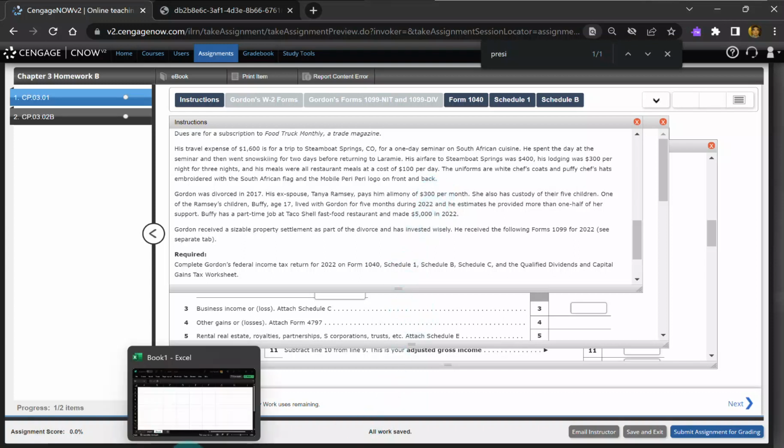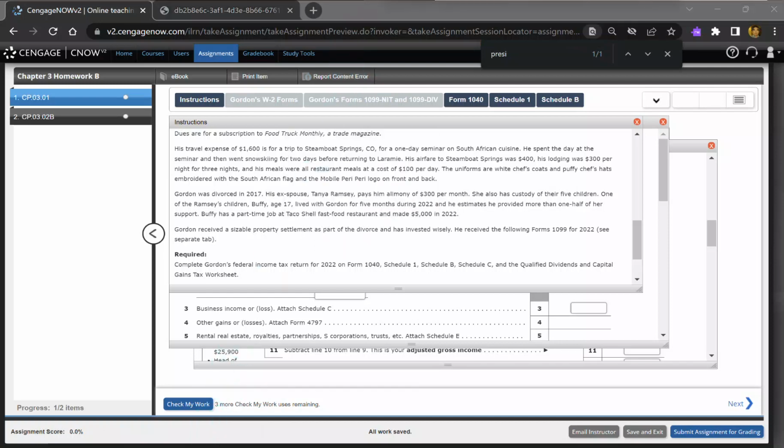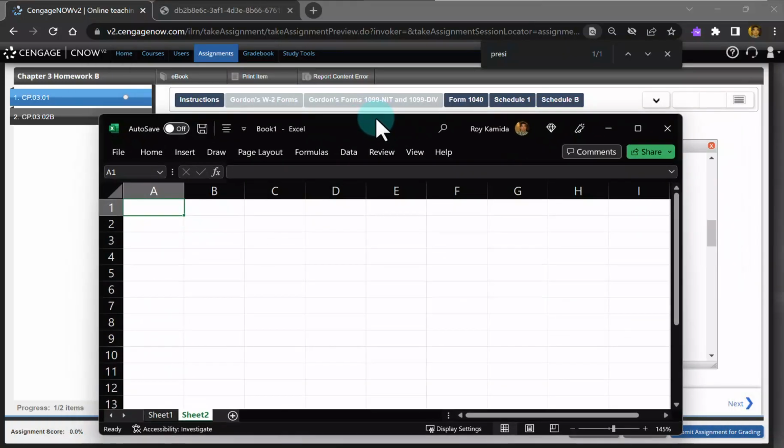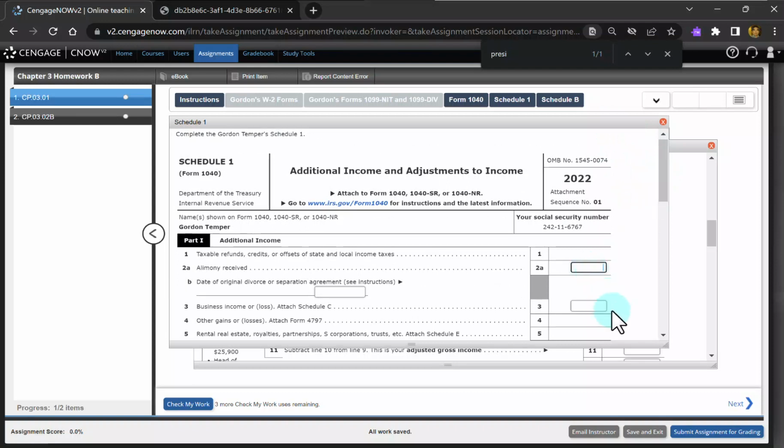So I'm going to do this on an Excel spreadsheet. So let me bring this up on my screen. 300, 12 months, so I multiply one by the other. So total alimony, let's try that again. 12 times 300 is 3,600. And let me enter it on line 2A of Schedule 1, 3,600.